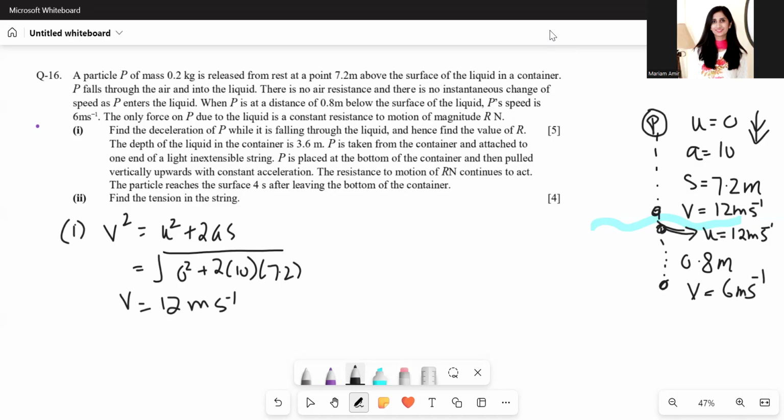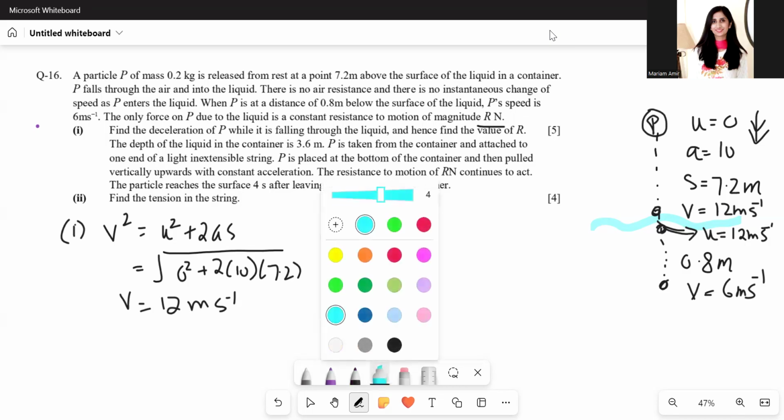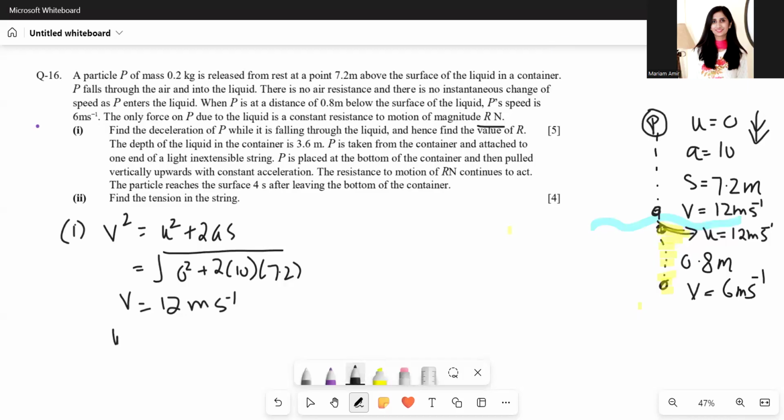The only force on P due to liquid is a constant resistance force of magnitude R Newton. Find the deceleration of P while falling through the liquid and hence find R. Okay, so we need to find the value of acceleration or deceleration in this region. So we know U is 12, S is 0.8, V is 6, and we're going to find the value of A, the deceleration. So we can use V square equals U square plus 2AS.